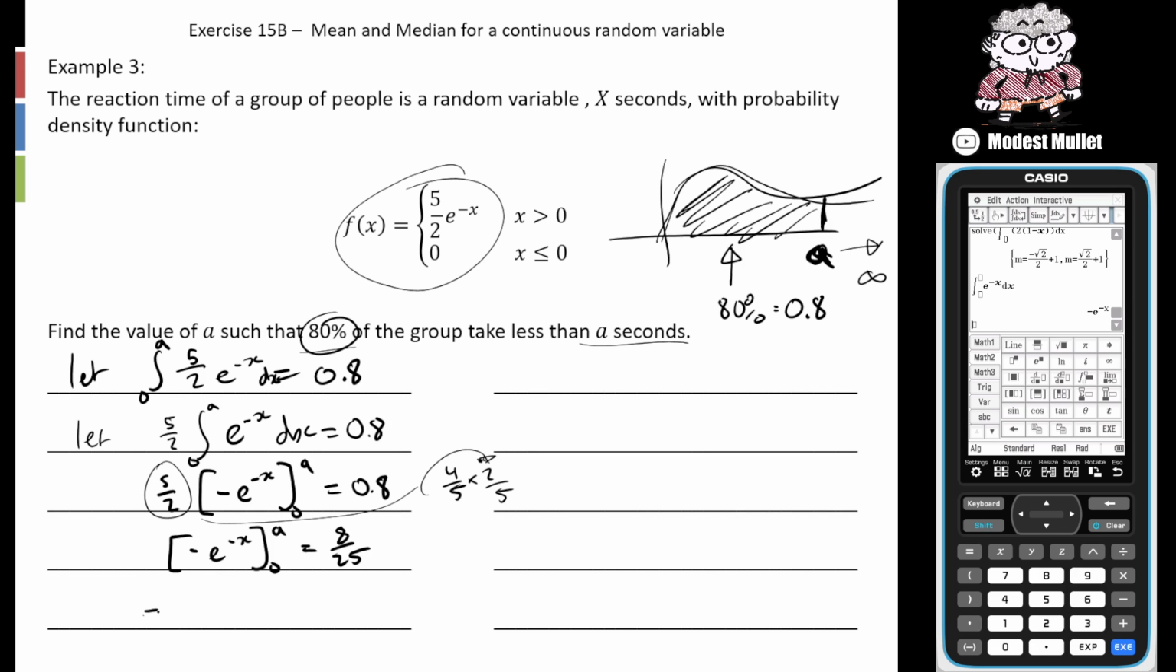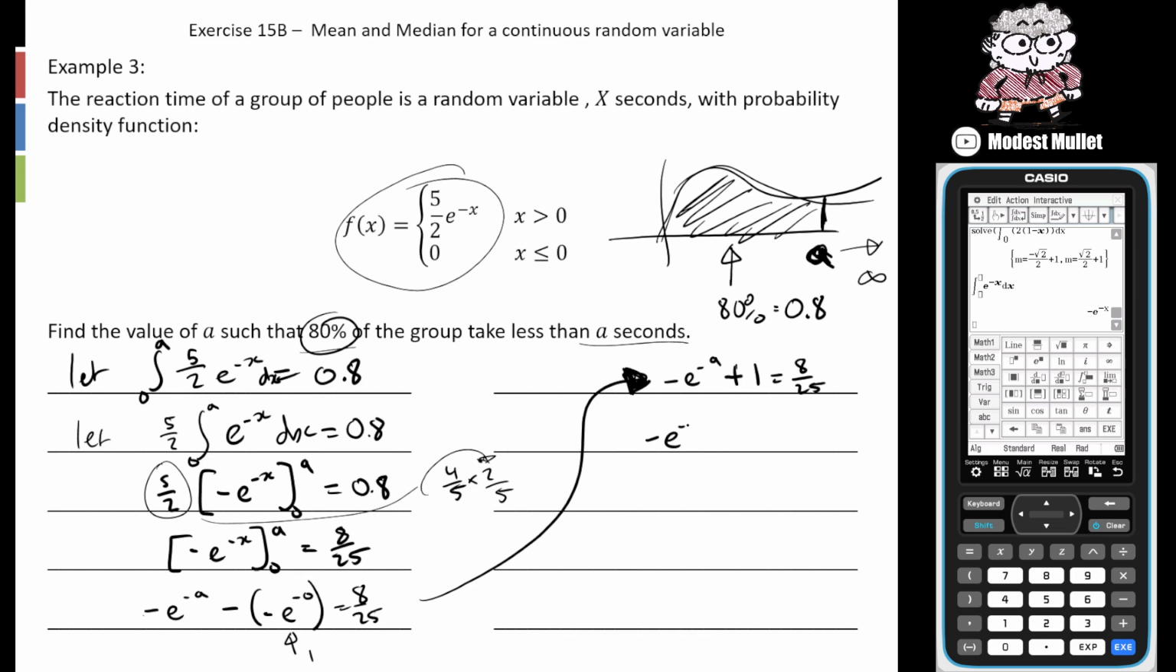Now we do our substitution. So we get negative e to the negative a, take away negative e to the negative 0, is equal to 8 on 25. Anything to the power of 0, even if it's negative 0, is going to be 1. So that's 1 with a negative and negative, which becomes plus 1, equal to 8 on 25.